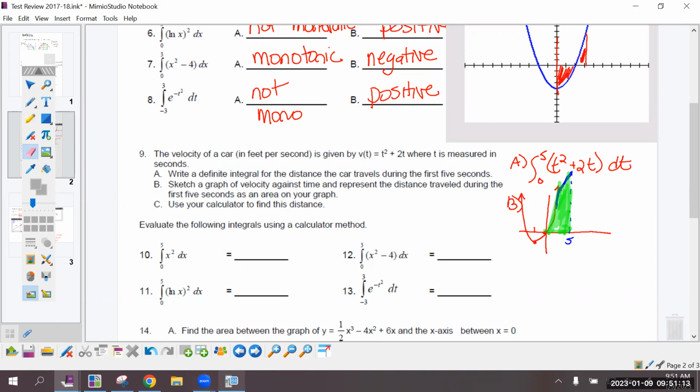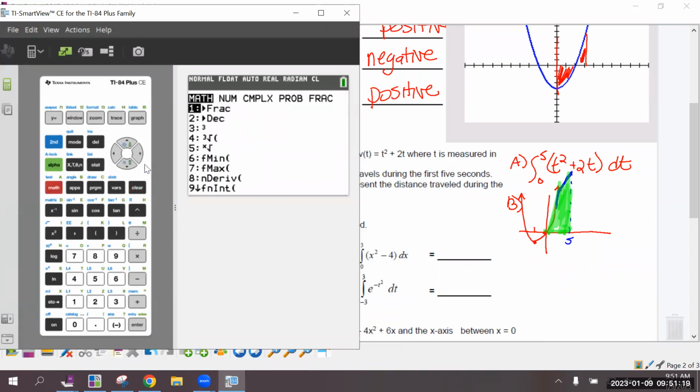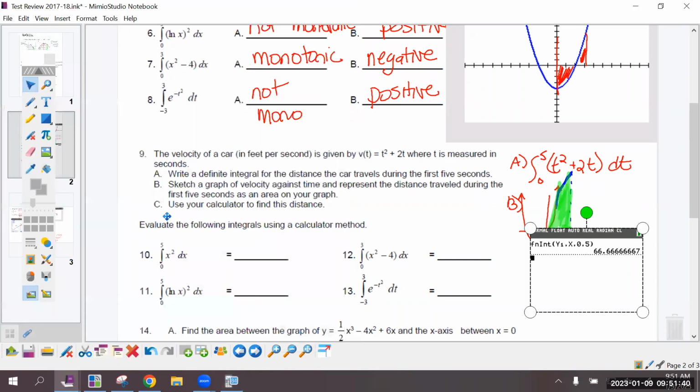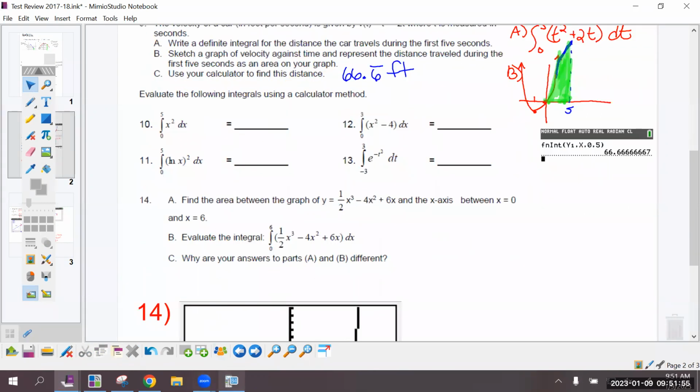Okay, use your calculator to find it. So let's use the integral. So math, fnInt. If you have the newer kind, you fill in the boxes, and we get 66.6 repeating. And let's see, what's our unit? If it's feet per second velocity, the distance is feet. Use the calculator to calculate the integrals.